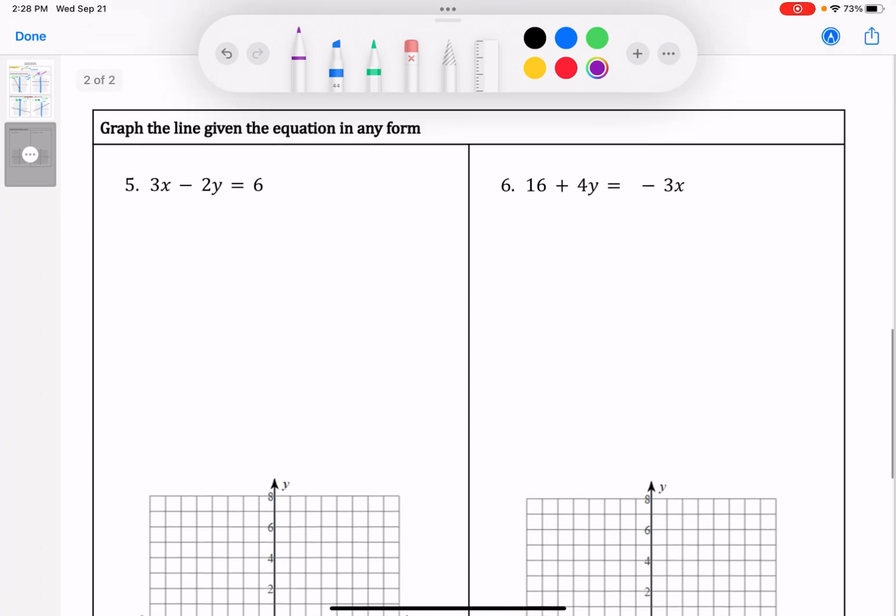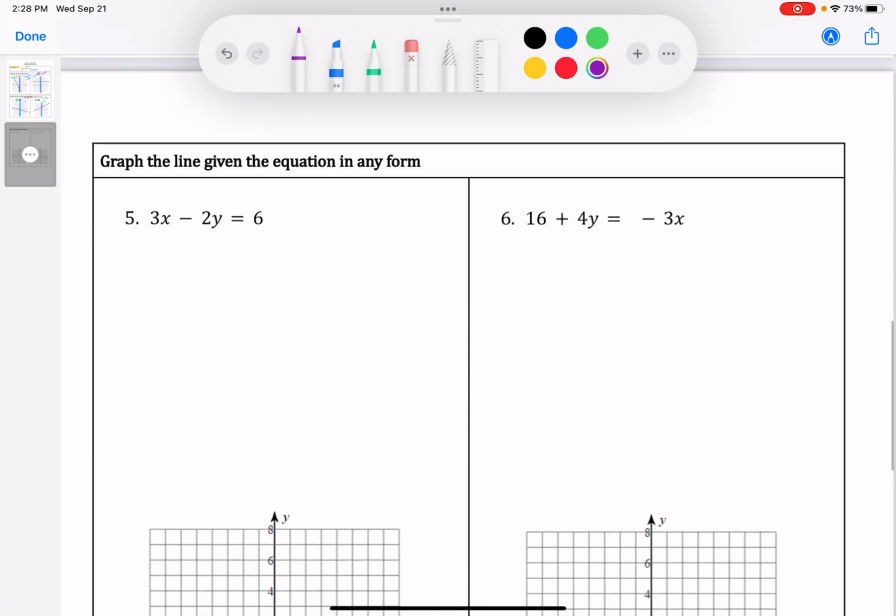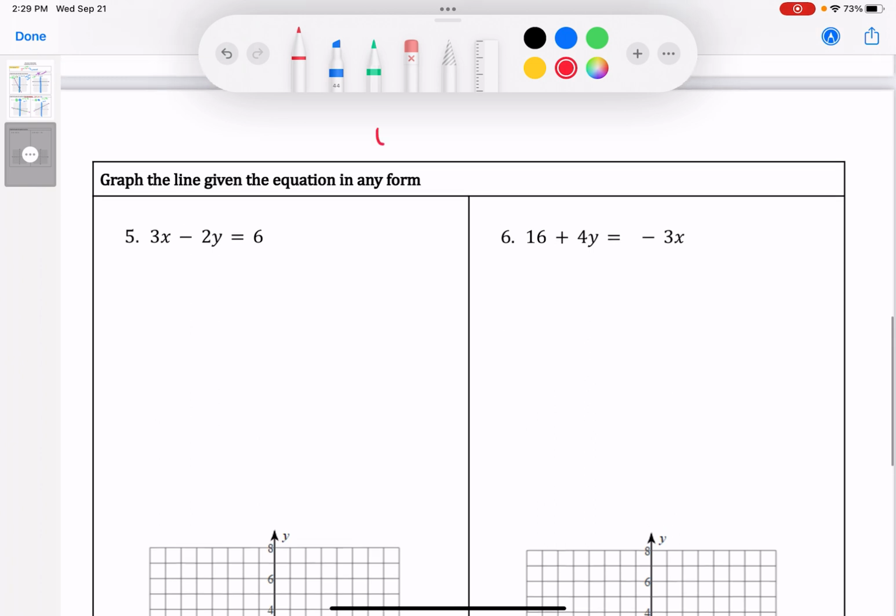All right, so the next piece of the puzzle is, if I look at my equation here in number 5, 3x minus 2y equals 6, it's an equation, but it's not in the right form, right? I want it to be in slope-intercept form, and slope-intercept form is y equals mx plus b. And this is not in y equals mx plus b because the y is not by itself, right? Here's the y, but I've got all kinds of stuff on the same side as the y.